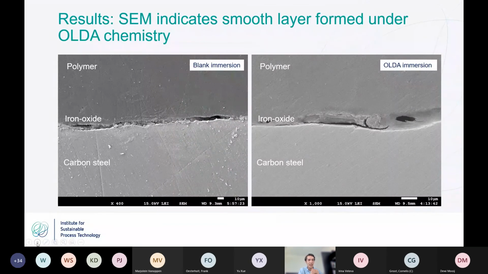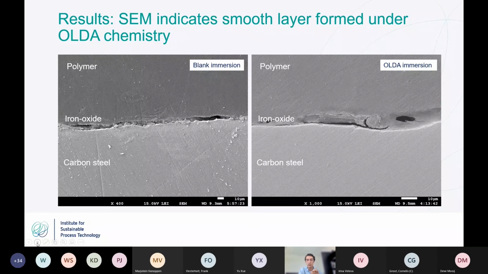Click. And here on the left we can see the layer formed under the blank chemistry, the immersion tests, and on the right we can see the layer formed with ODA present. And what is most notable at first sight is that the ODA formed layer is much more smooth, homogeneous, and, well, less rough. Moreover, if you closely look at the magnification, this layer is also a bit thinner. This is also in accordance with literature and will be representative also for the ODA.